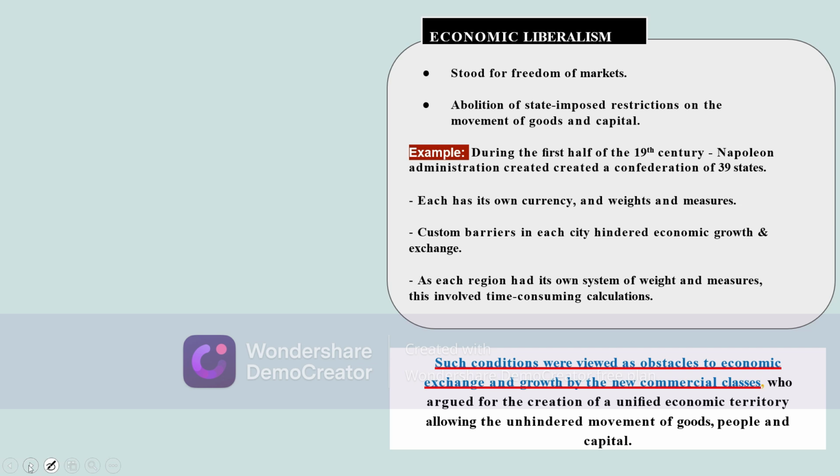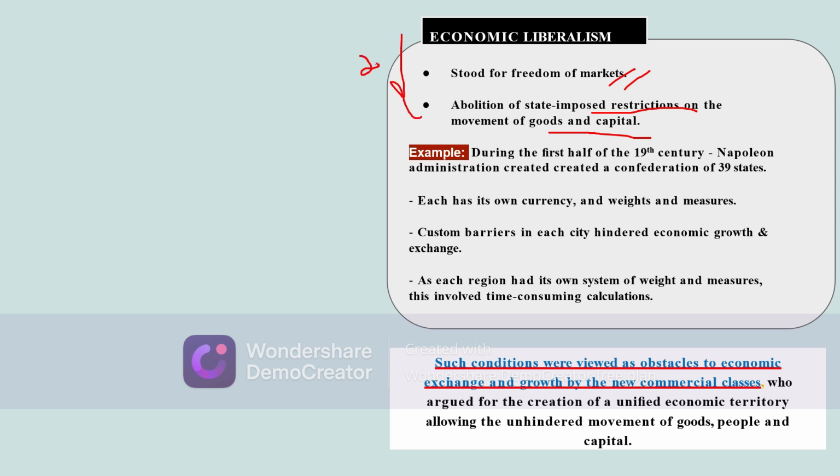Now, let us look at what is economic liberalism, or liberalism on the economic front. It stood for freedom of markets. It also stood for the abolition of state-imposed restrictions on the movement of goods and capital. So, if they ask what is economic liberalism, these 2 points are to be mentioned.